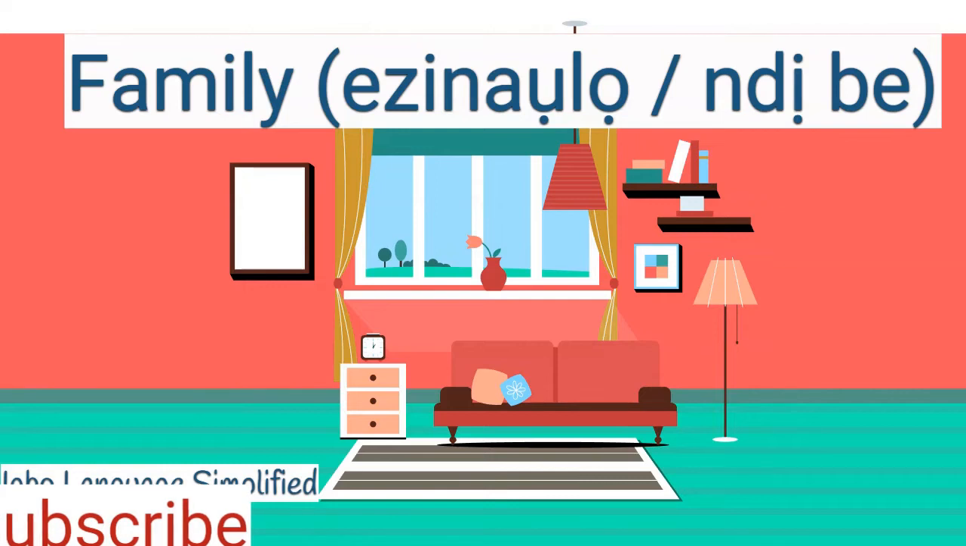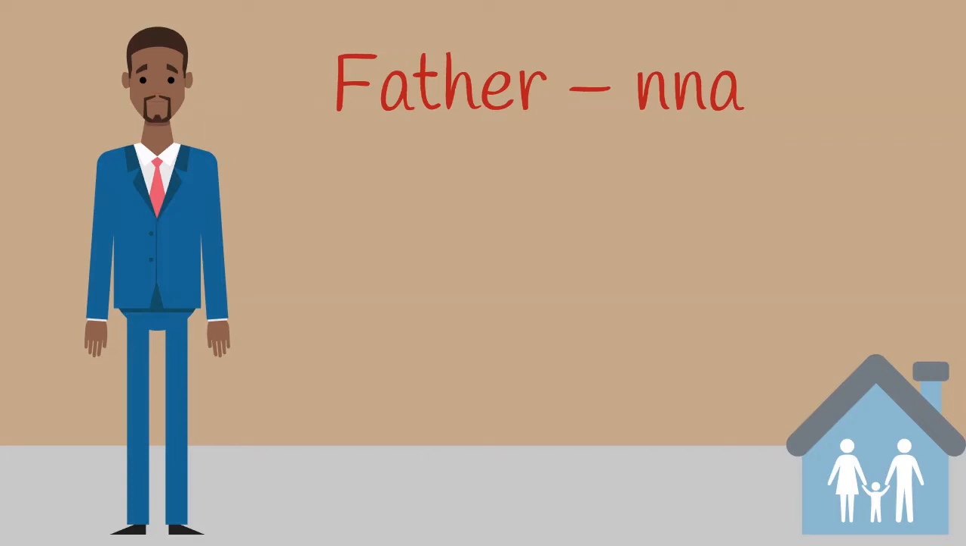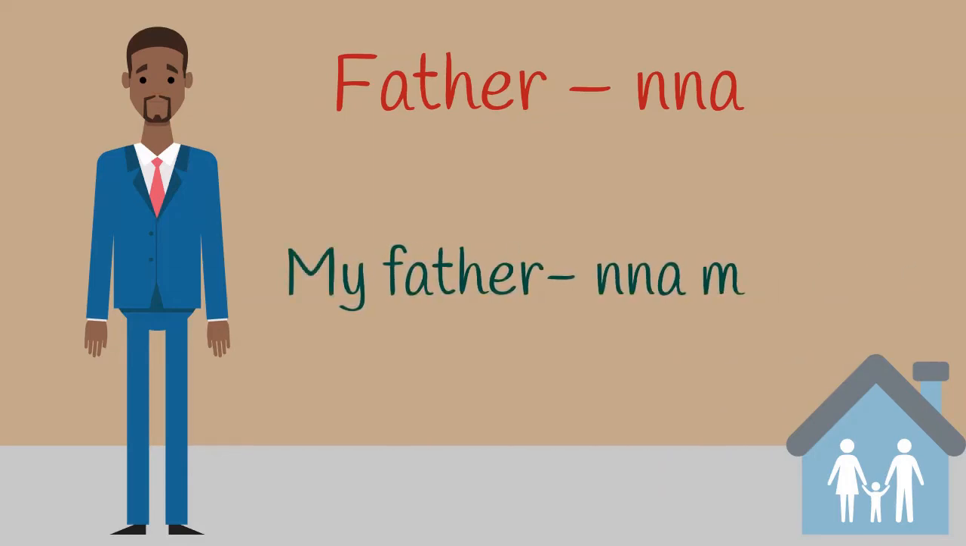Okay, so to the first one, father. Father in Igbo is nna. Nna. Father. If you want to say my father, my is mu. You say nnam. Nnam, my father.